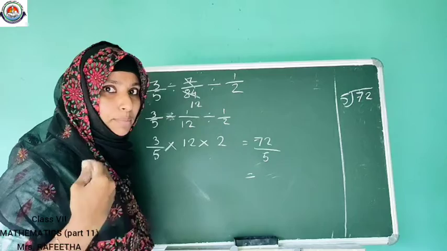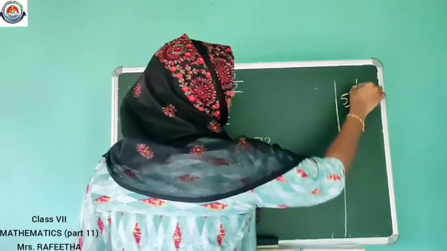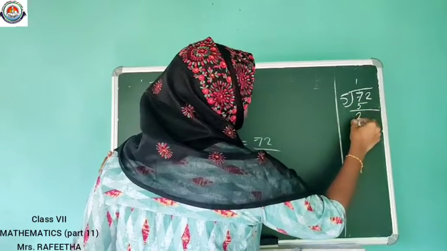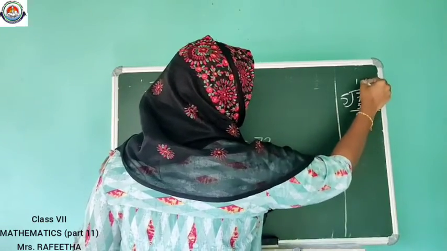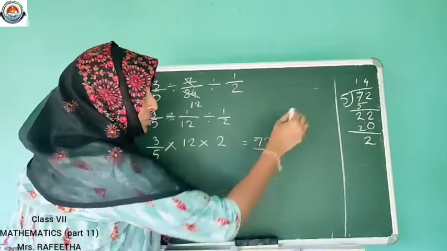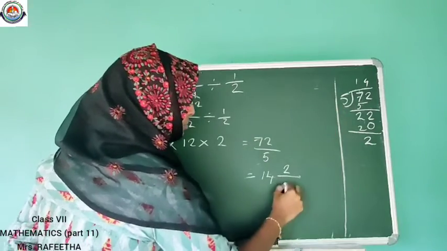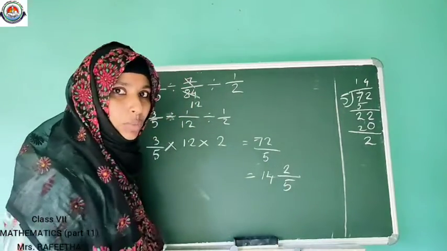So 72 by 5 is an improper fraction. So we want to convert this improper fraction to a mixed fraction. For that, 5 ones are 5, then the remainder is 2, then again 2, 4 5s are 20, then the remainder is 2. So the quotient is 14, remainder 2, divisor 5. So 14 2 by 5 will be the answer.